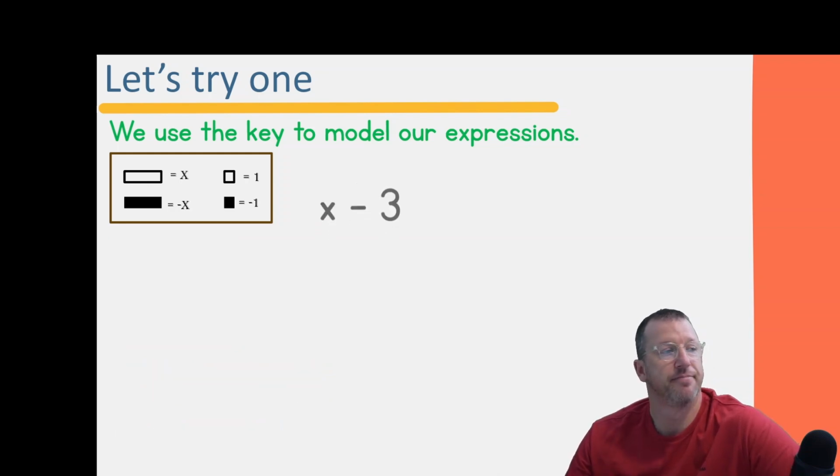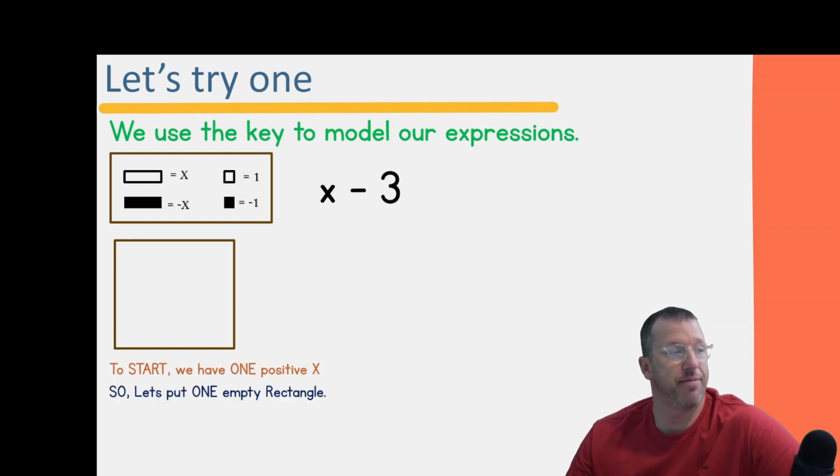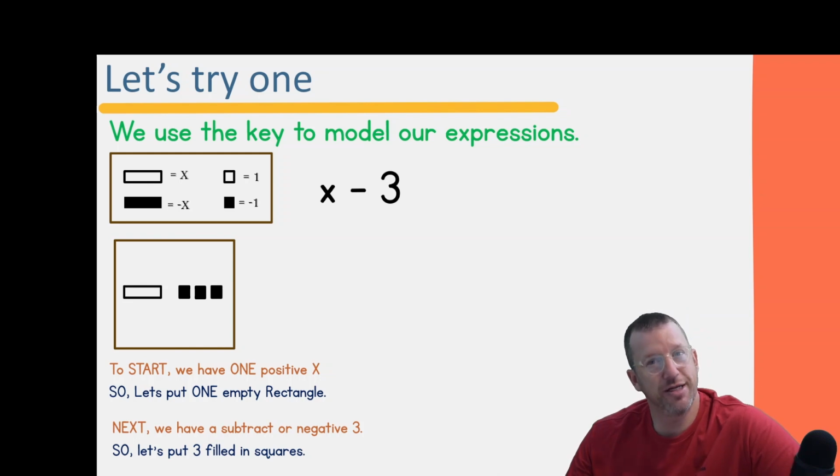Let's try another one. x minus 3. Well, it starts the same way, because it still has that positive x. But we have a minus 3, which means we have 3 negative squares. So we have 3 filled in squares. Can't be that easy, is it? Yeah, it is.